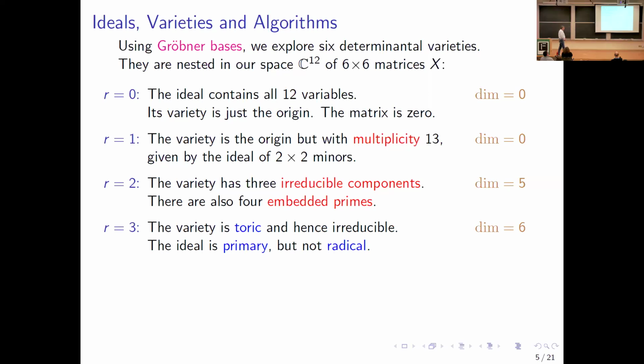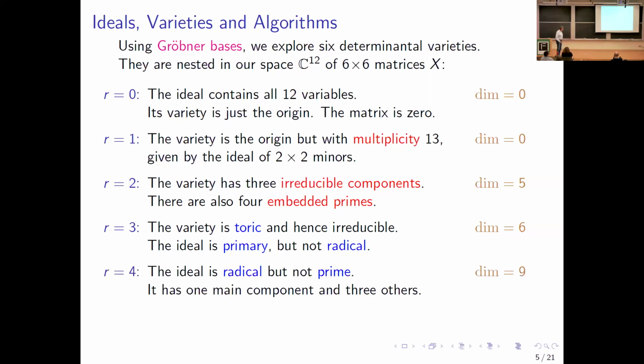Now, R equals 3 is interesting. This is a secretly toric variety. It turns out that the radical of this ideal is a toric ideal. It's a nice toric variety, but the ideal itself is not prime. It's not a binomial ideal. The ideal here is primary. It's not radical, but it's a 6-dimensional affine toric variety.